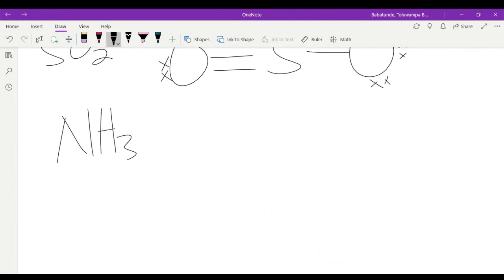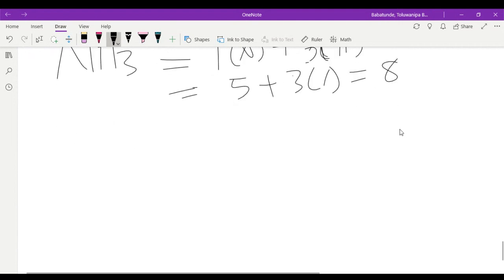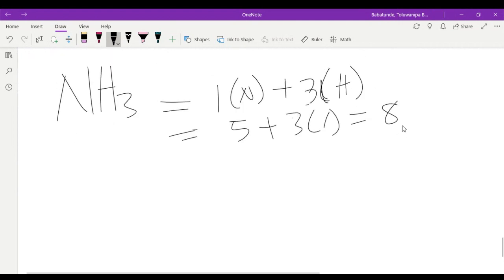This is ammonia. So the first rule says we should calculate the total valence electrons. We have 1 nitrogen plus 3 hydrogen. So this is going to be 5 plus 3 into 1, which is going to be 8. So we have a total of 8 valence electrons.